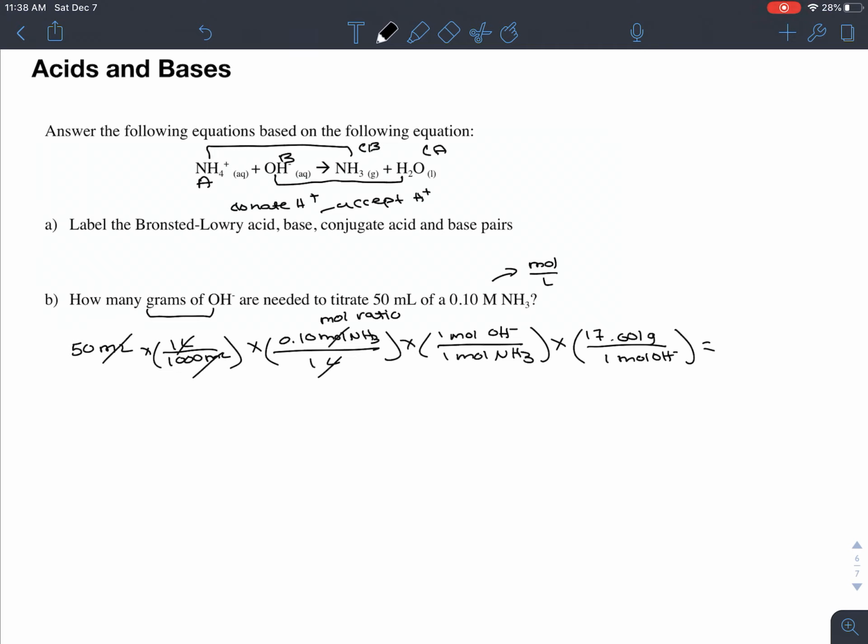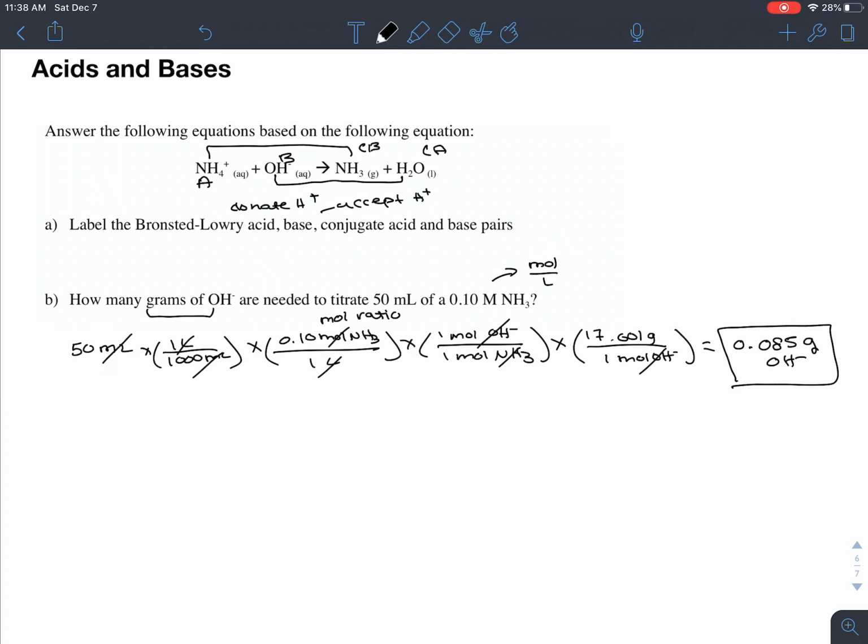Double check, milliliters go away, liters cancel, moles of NH3 cancel, moles OH cancel, and I'm left with 0.085 grams of hydroxide. So always thinking that Arrhenius acid base, Arrhenius acid is that an acid makes a hydrogen ion when it's dissolved in water, and a base makes hydroxide when it's dissolved in water.